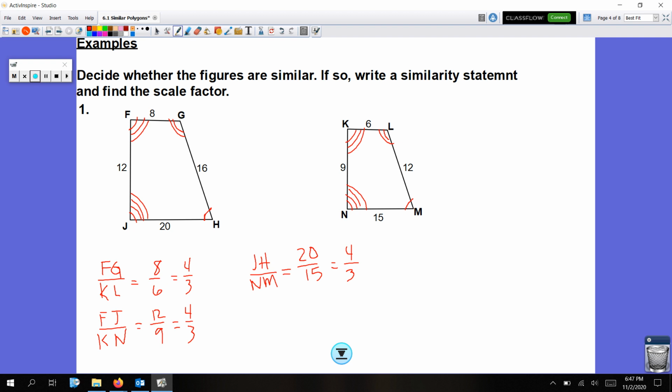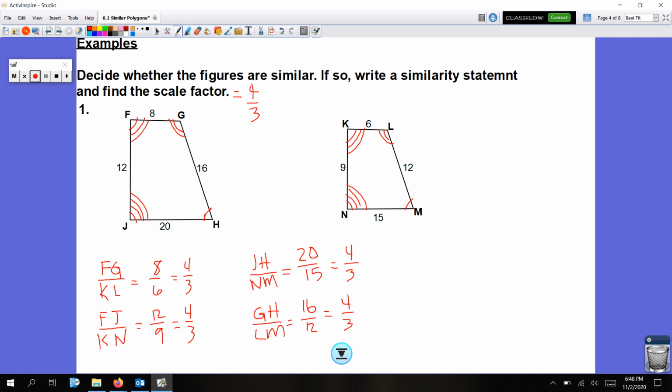And the last but not least, GH corresponds to LM, 16 over 12. And we have a common factor of 4, and it reduces to 4 over 3. Please be sure that you're reducing so that you're getting the proper scale factor, okay? So all 4 sides of these figures have the same scale factor. So the scale factor is in fact 4 over 3.